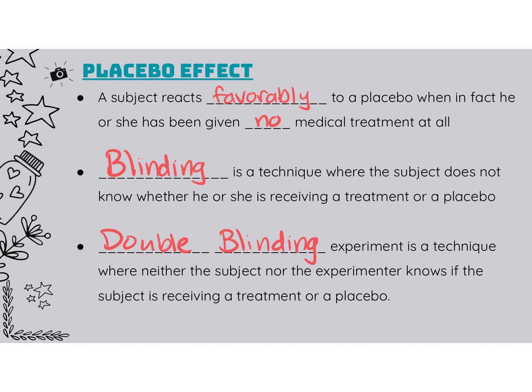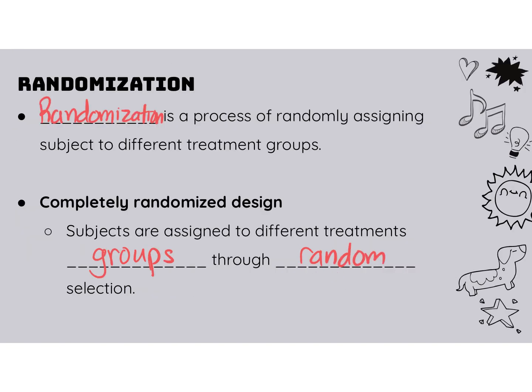The way that blinding and double blinding helps is that if both the subject and the experimenter, or just the subject, don't know if they're getting the placebo, then you're just letting the effects naturally happen and not creating that favorable outcome on purpose.